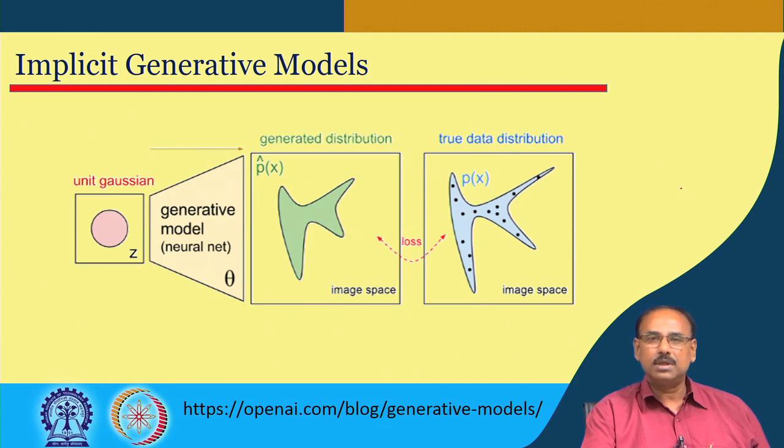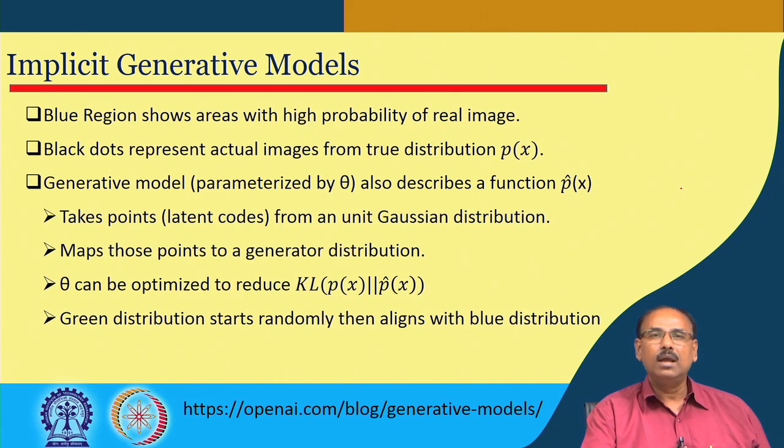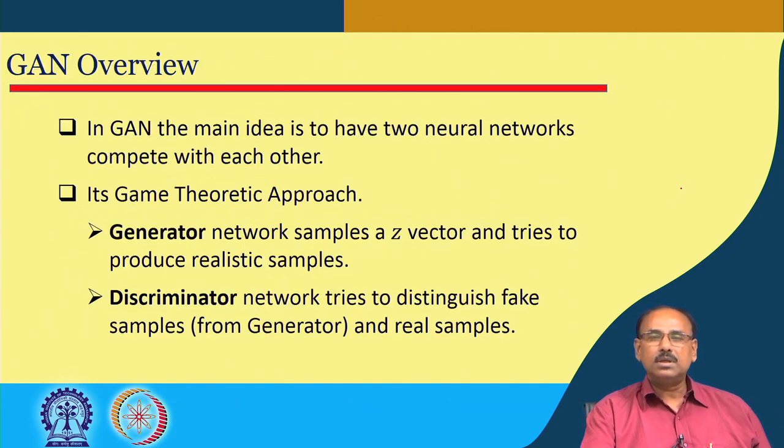So, the green distribution is the distribution of the generated data, and the blue distribution is the distribution of the real data. Initially the green distribution starts at random, and while the training goes on, it eventually becomes similar to the blue distribution. So, this is how the generative model works.